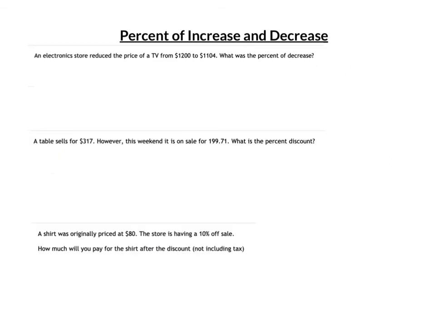An electronics store has reduced the price of a TV from $1,200 to $1,104. So I'll take the new price, $1,104, minus the original, $1,200, and divide it by the original, $1,200. And I'll just punch that in the calculator and get a decimal. That ends up being negative 0.08. The negative just tells us it's a decrease. So what percent is that? Well, that would be 8%.